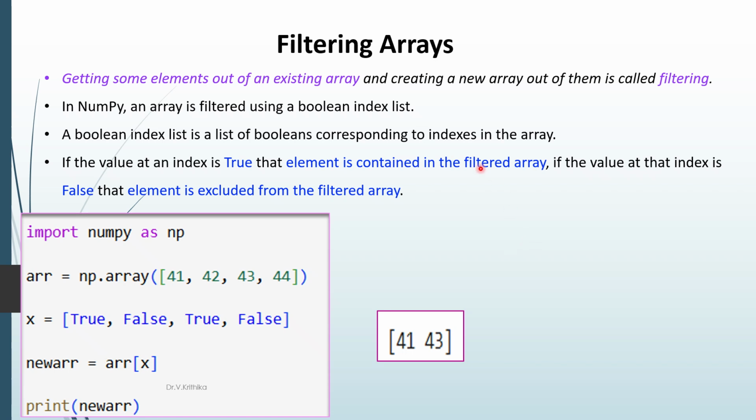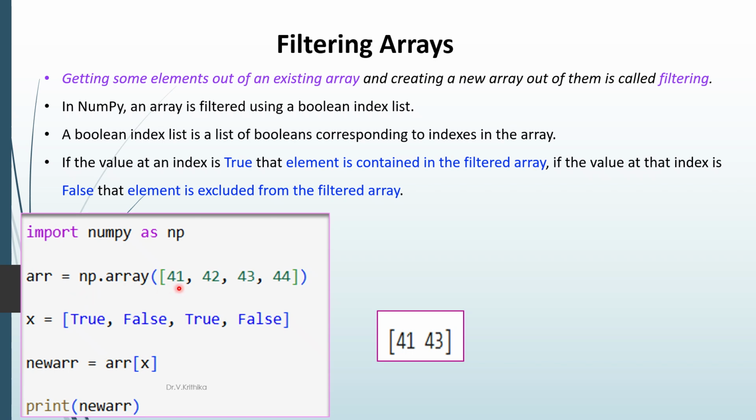We try to filter, or we try to get some elements out of an existing array, and we create a new array out of the existing array. So that is known as the filtering. If the answer is true, then we have the element in the filtered array, the new array, and if the index is false, then the element is excluded from the filtered array. So a simple example is shown here.